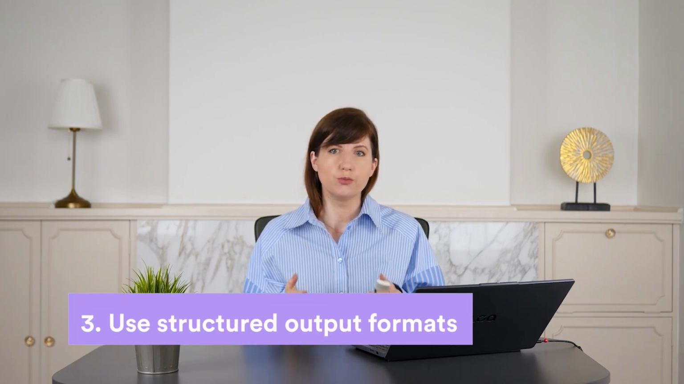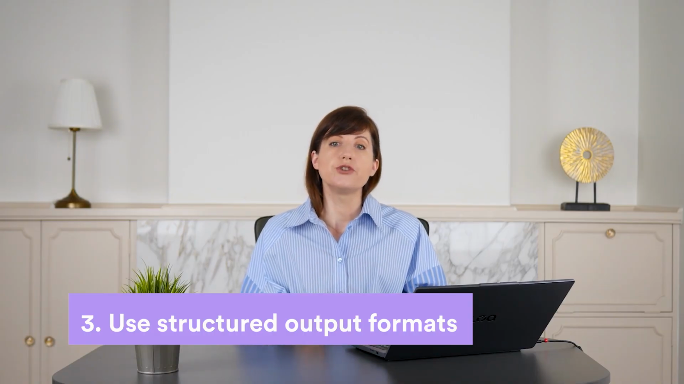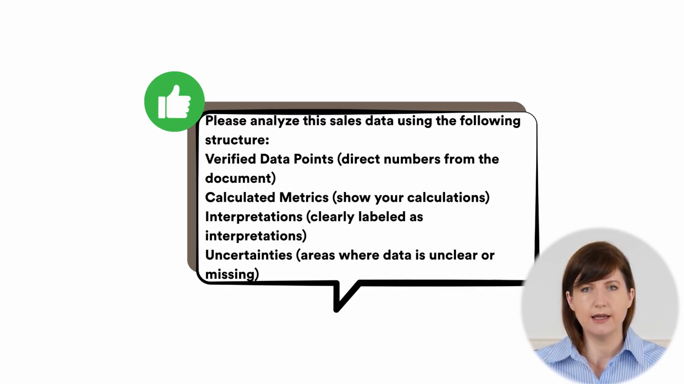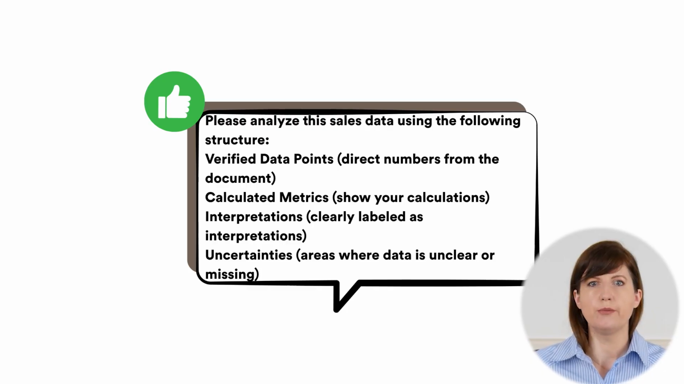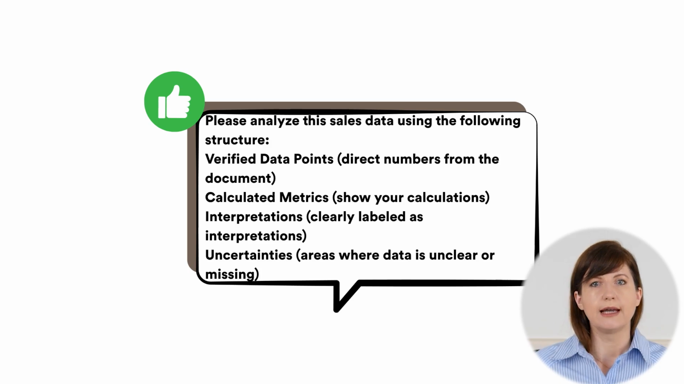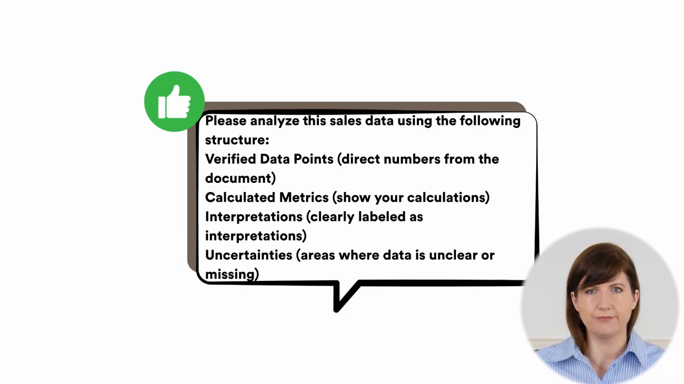Strategy 3. Use structured output formats. Requesting structured outputs can help minimize hallucinations by forcing the AI model to organize information more systematically. For example, please analyze this sales data using the following structure: verified data points, direct numbers from the document; calculated metrics, show your calculations; interpretations, clearly labeled as interpretations; and uncertainties, areas where data is unclear or missing.